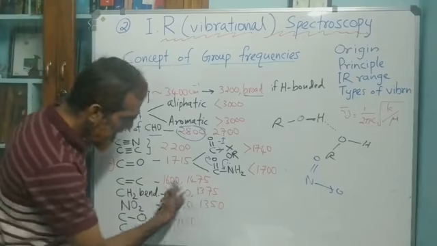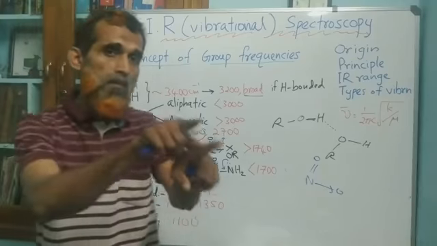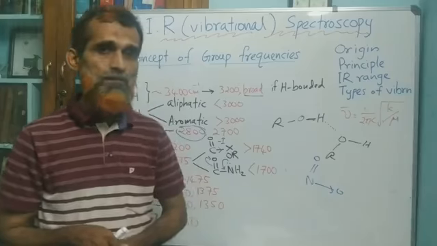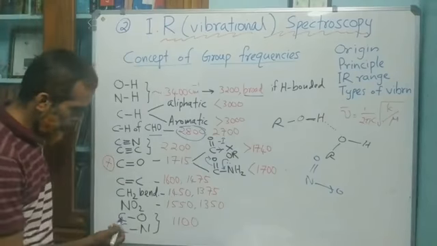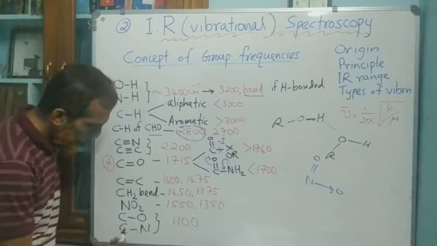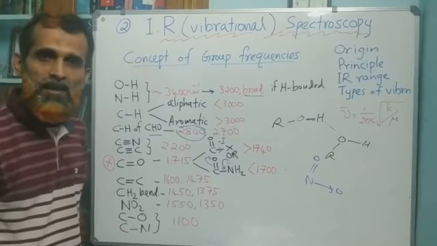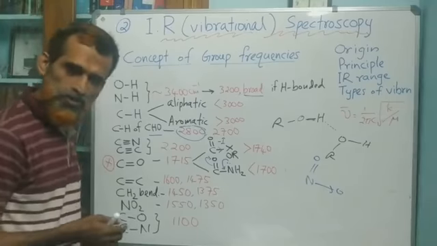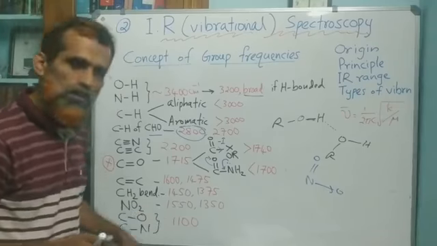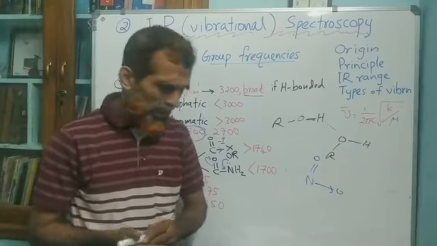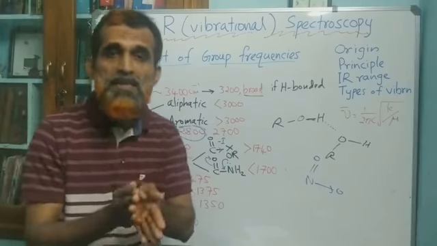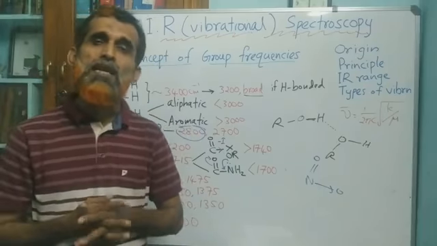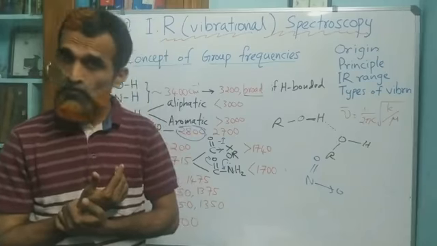Remember, these peaks are all close by, so one may get masked by the other, get overlapped. You may not see all these peaks sometimes. Finally, C single bond O or C single bond N, very weak single bonds, and the value is 1100. So these are some very important functional groups and their corresponding characteristic IR group frequencies.